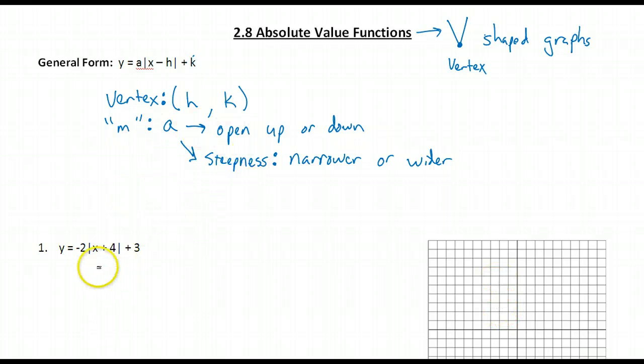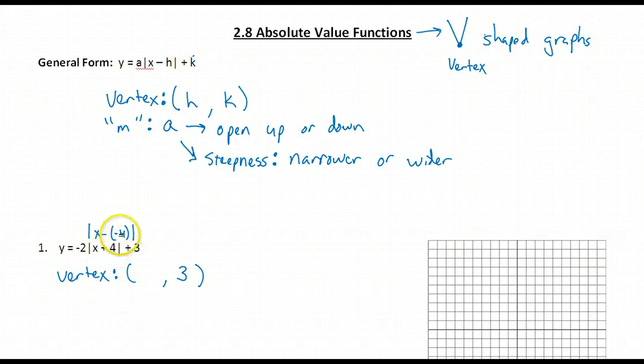Let's look at an example. First, we need to identify the vertex. The vertex is going to be an ordered pair. The y portion of our vertex is just going to be this value right here. In our case, positive 3. The x portion is a little tricky to figure out. It's the value that's being subtracted from x. Well, in this case, we don't have a subtraction sign, we have a plus sign. So in reality, this is x minus negative 4.